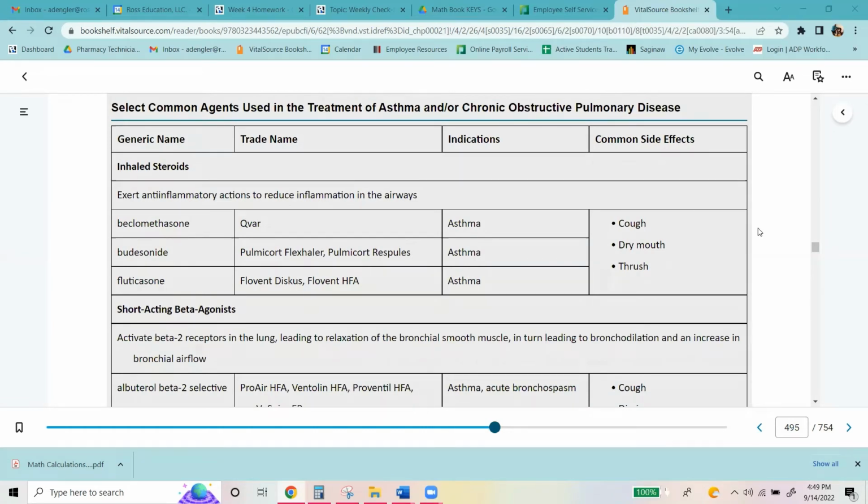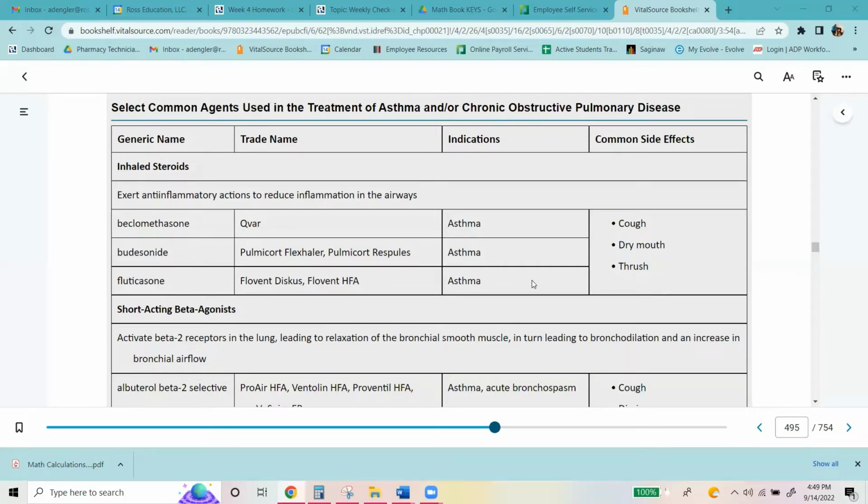So we have inhaled steroids. They exert anti-inflammatory actions to reduce inflammation in the airways. So we have Q-bar inhaler, Pulmicort Flexhaler. We also have Pulmicort Respules, which are for the nebulizer. We have Flovent Diskus inhaler, and then we also have a Flovent HFA.